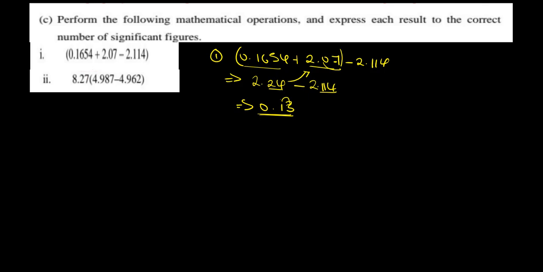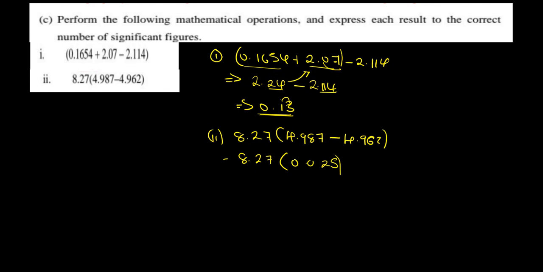All right, so for the second one, you have 8.27 open bracket 4.987 minus 4.962 like that. What you do is deal with what is in the bracket first. So 8.27, open bracket. When you subtract inside, it will give you 0.025.